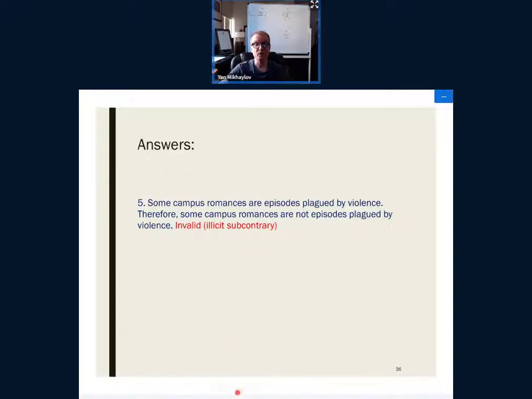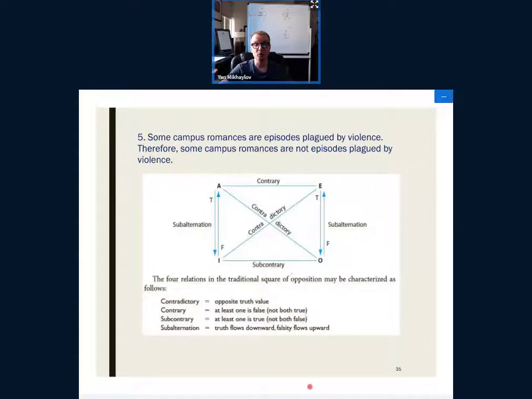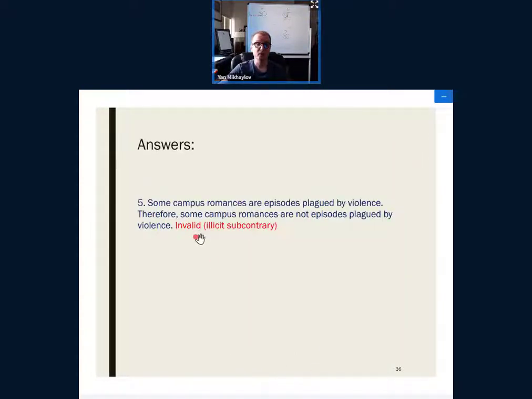Now, it's impossible that both are false. That's why it says that they cannot both be false. Because think about it. If it's false that some campus romances are episodes plagued by violence, and there is at least one campus romance, that campus romance then automatically would have to be the one without violence. Because it either has violence or it doesn't. There really is no other option. So for this reason, they cannot both be false, but they can be both true.